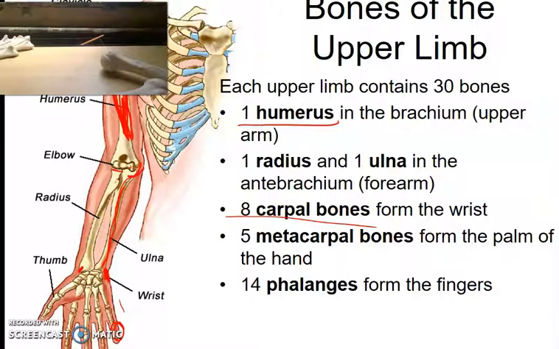They each have a different name. 5 metacarpals, 14 phalanges. The thumb only has 2. The rest of the fingers have 3. So, without much ado, let's meet the bone that's not very funny.